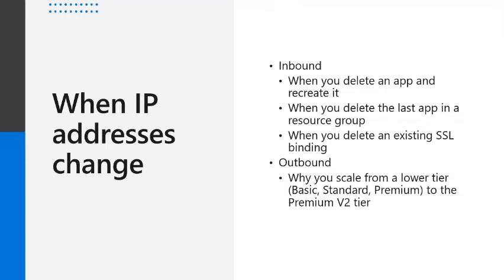The set of outbound IP addresses of your app changes when you scale your app between the tiers. So the outbound IP addresses only change if you change the tiers from basic, standard, and premium.